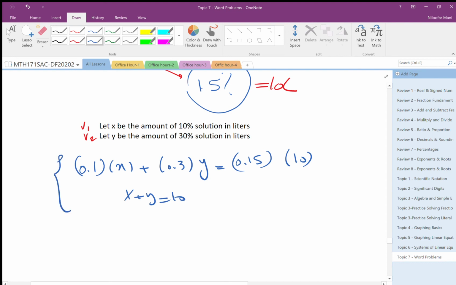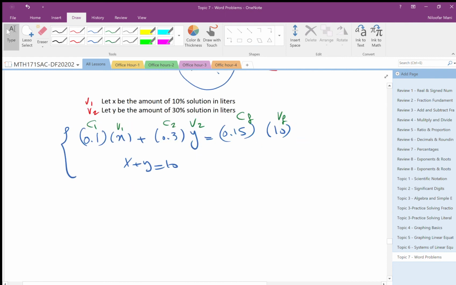You will see this kind of question so many times. It's a very common question where you don't have what you want in percentage. You have something less, you have something more, you mix them. How much of each do you have to mix to get the total volume? You have concentration 1, you don't have volume 1. You have concentration 2, you don't have volume 2. You have concentration final, you have V final. Now you want to find it.